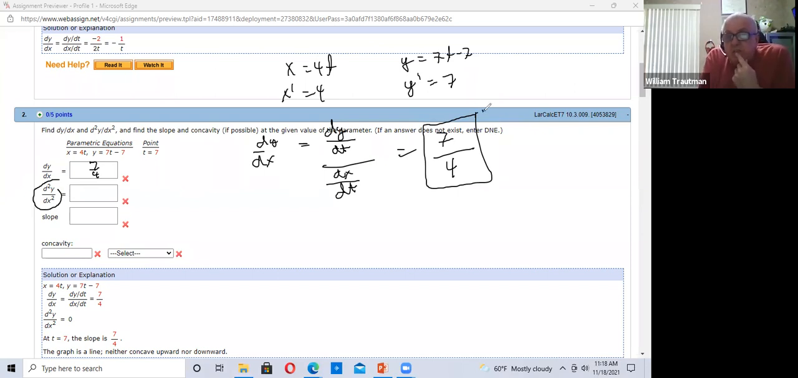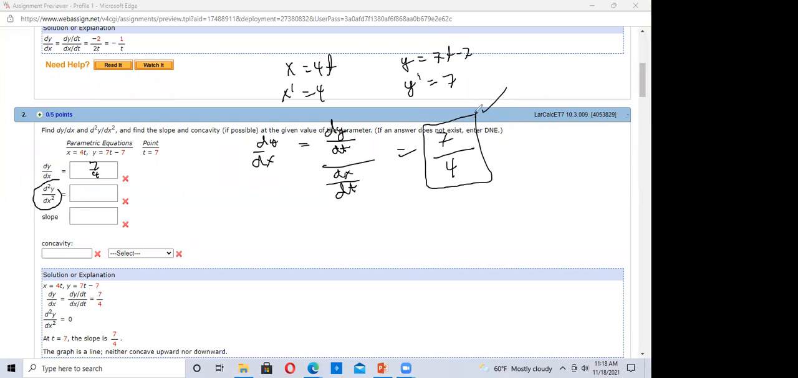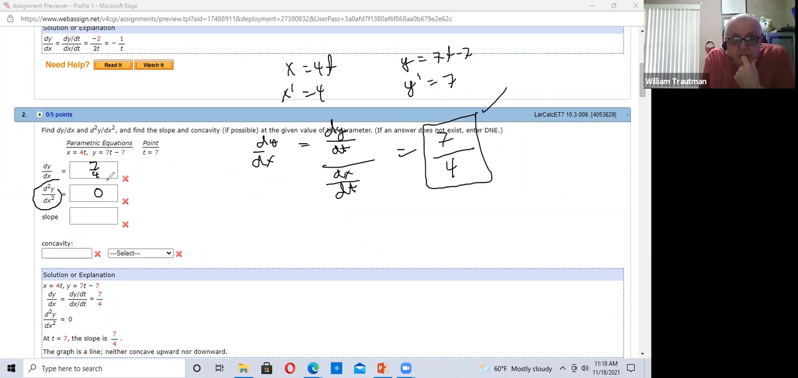What's the derivative of 7 over 4? 0. Yeah, any constant. It's a constant. Any constant, the derivative is 0. So we already know the first derivative is the slope. So this is the slope. What was the question? Find the slope. Yeah, that's the slope.